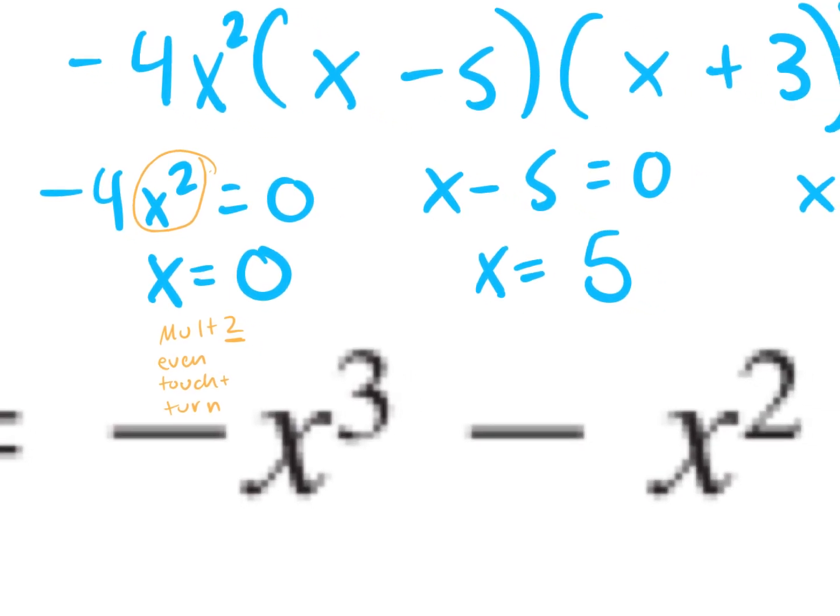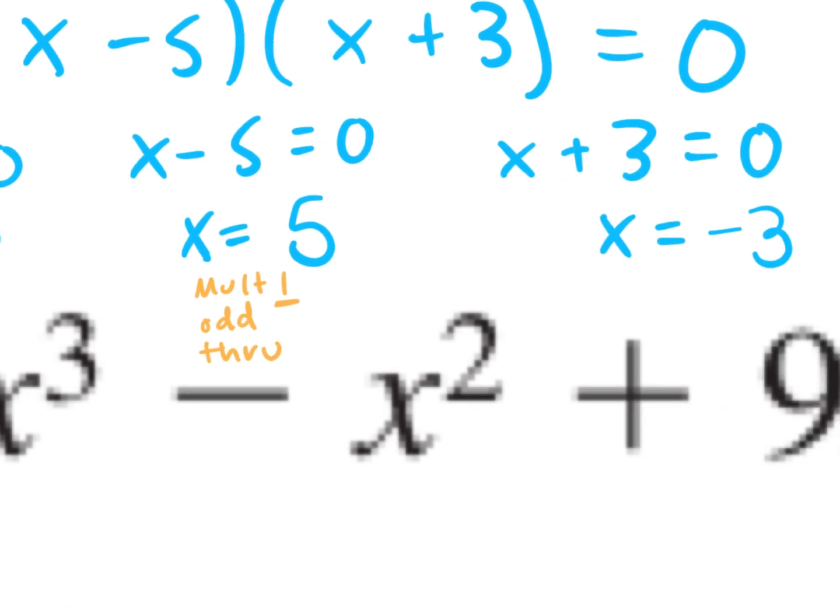How many x's equal to 5s do I have? Just 1. So my multiplicity is 1. 1 is odd. And if I have odd multiplicity, we go through. And then what about x is equal to negative 3? Just 1. So my multiplicity is 1. Is it even or odd? Odd. Do I touch and turn or go through? Go through.